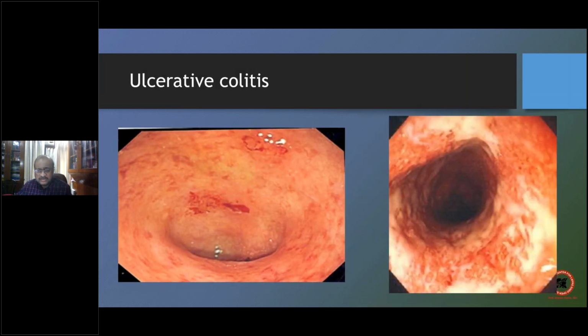This is how ulcerative colitis looks. See, these are the ulcers there. You can see the whole of the granular mucosa. It's not normal mucosa. The whole of it is granular red mucosa.